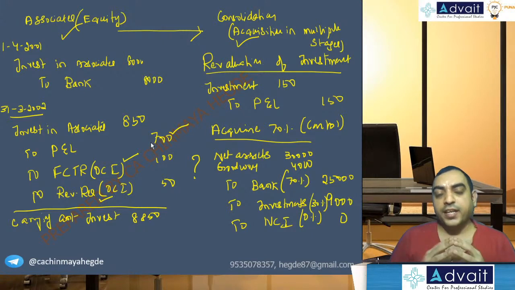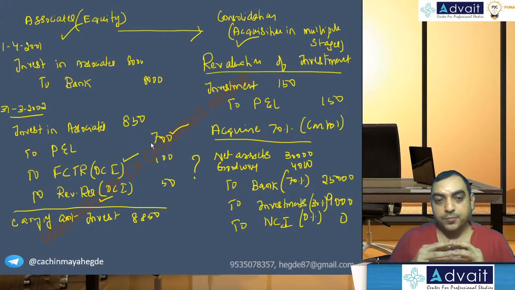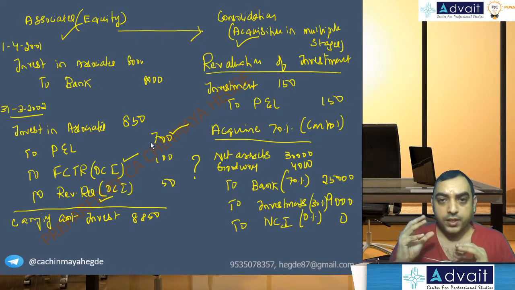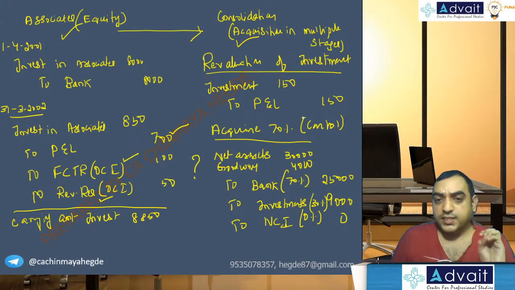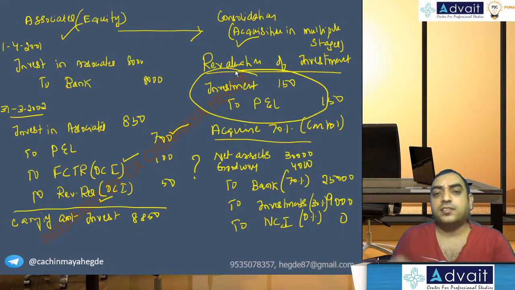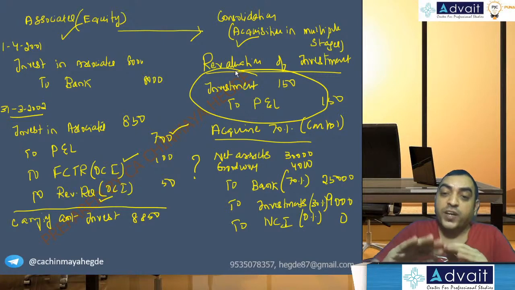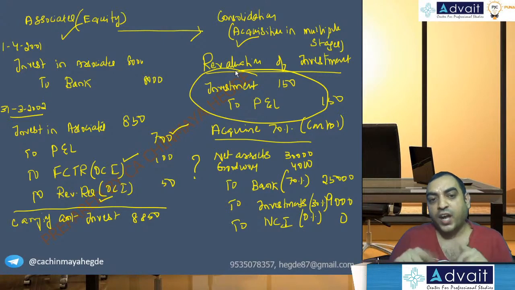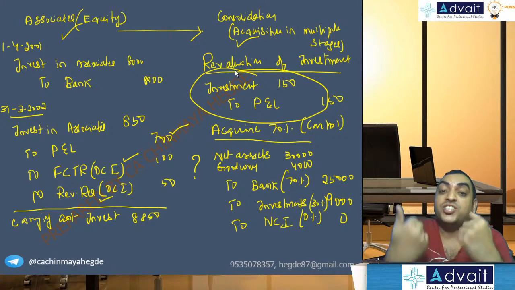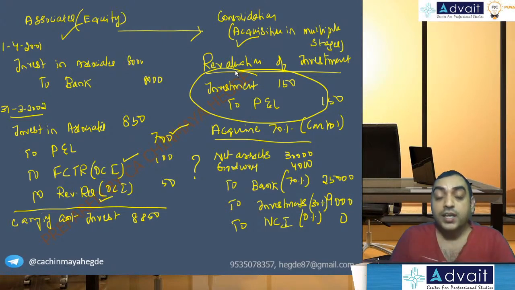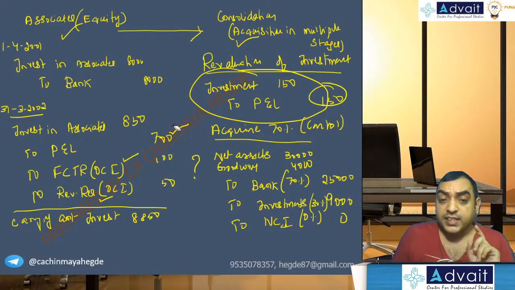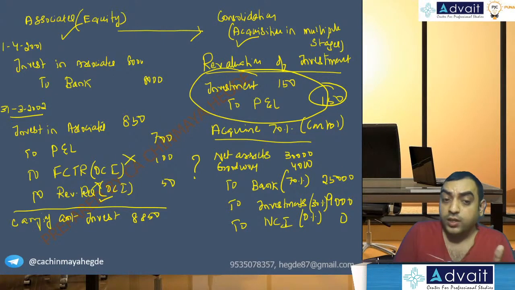Okay, now let me tell you this. What does Ind AS 103 say? Very simple treatment, my dear friends. This investment account you are revaluing, right? What is that logic? We have to account as if the investment is sold. Therefore, we have transferred to P&L account. Now, when the investment is sold, this FCTR account and revaluation reserve should be de-recognized as if it is sold.